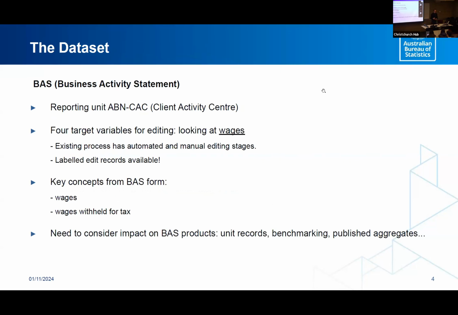So the data set we'll look at is the BAS data. It stands for Business Activity Statement. The reporting unit is an ABN CAC, and there are 4 target variables for editing, but we're just going to look at wages today. The existing process has an automated stage and some manual editing stages. So that means that we have labeled edit records, which is really exciting. The key concepts to keep in mind here are we have wages and wages withheld for tax purposes as variables. And going through this, we need to consider the impact on the BAS products, so unit records, benchmarking, and any published aggregates that come out.